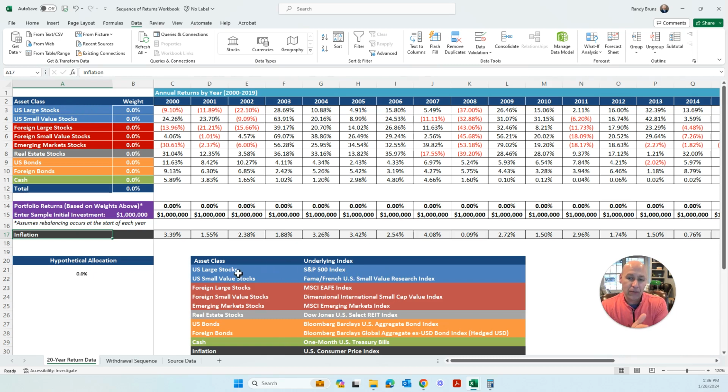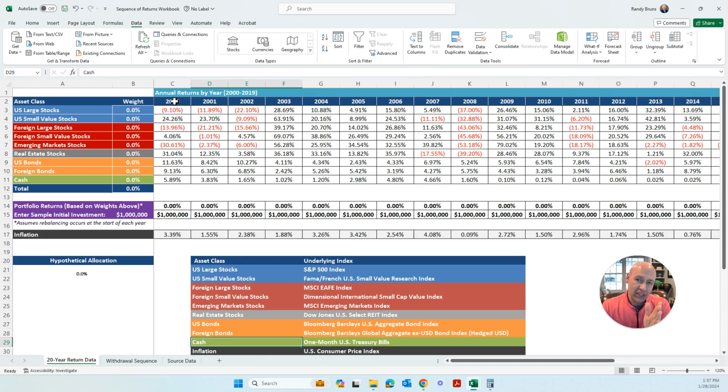They're right here. For the U.S. large cap stock market, it's the S&P 500. For foreign large stocks, it's the MSCI Europe, Australasia, Far East Index. If we go to the U.S. bond market, it's the Bloomberg Barclays U.S. Aggregate Bond Index. If we look at cash, it's really just 1 month U.S. Treasury bills. And then inflation is the U.S. Consumer Price Index. There are other asset classes here, but I don't want to belabor the point.